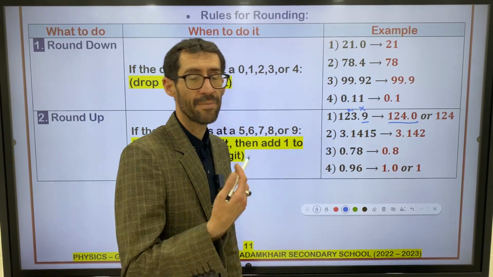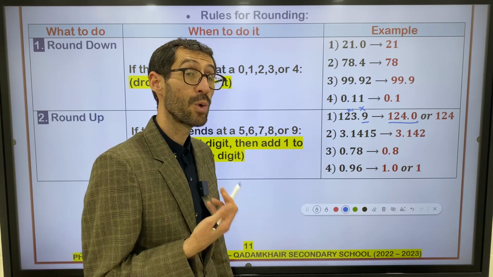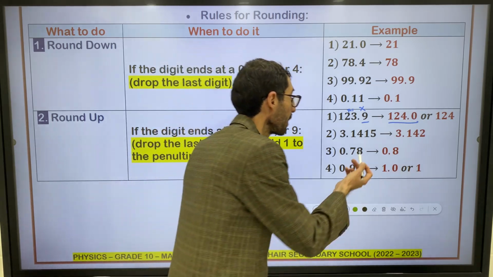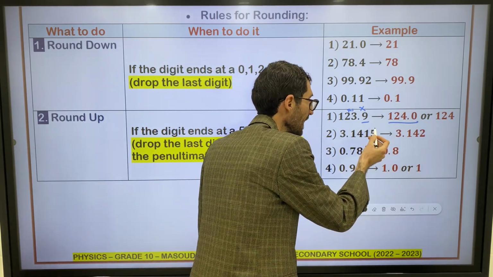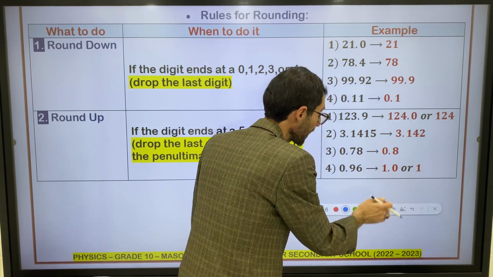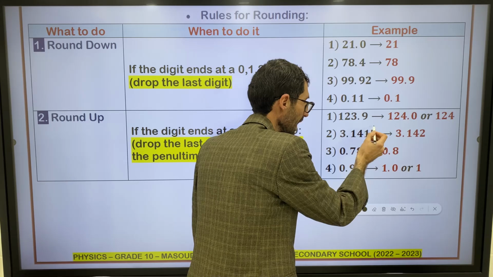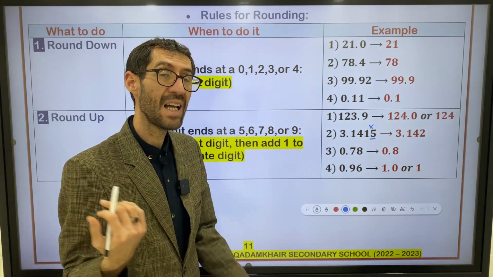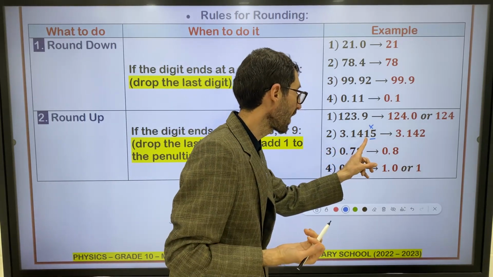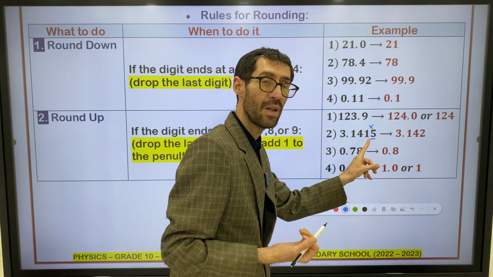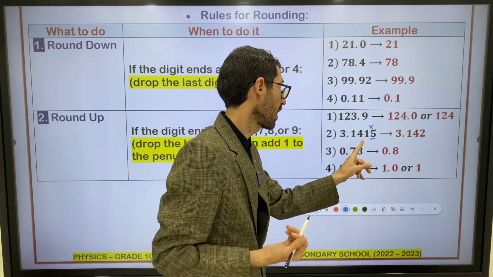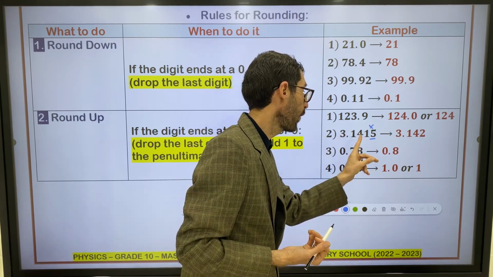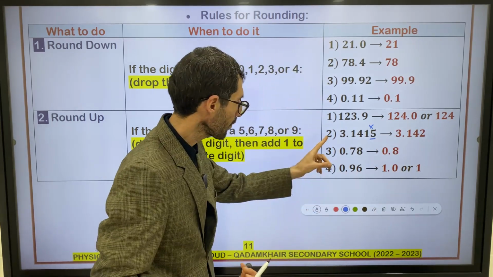3.1415. We want to round it. Because the number ends at 5, drop the last digit, but add 1 unit to the what? To the penultimate digit, the digit before the last digit. It will be 3.142, like this.